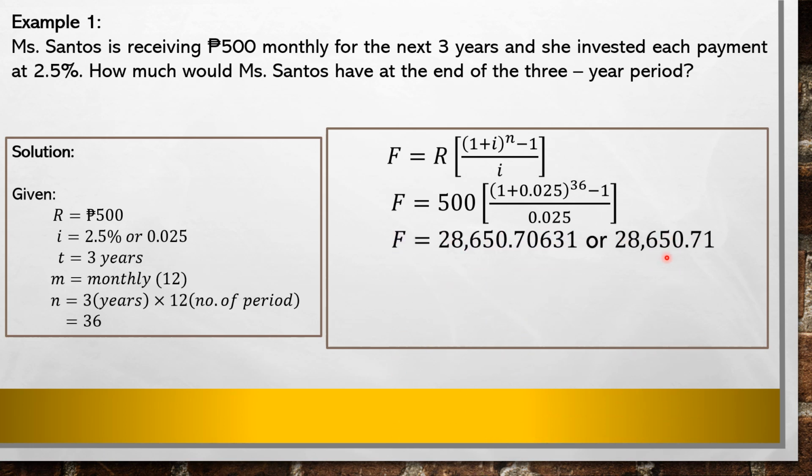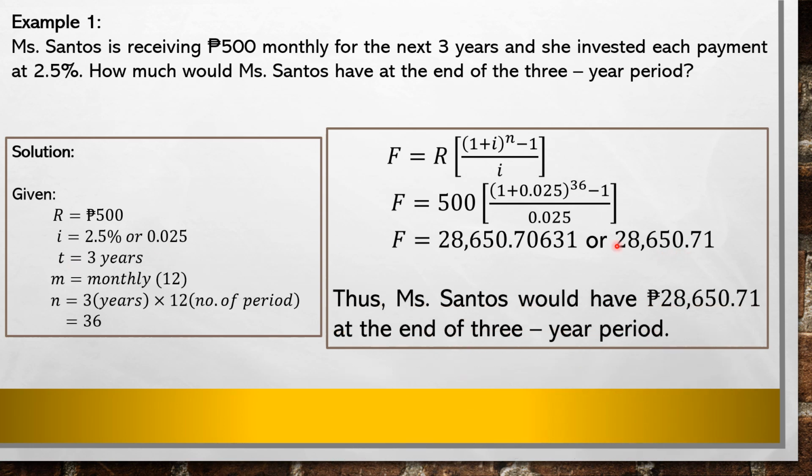So, if we'll solve that, ang atin pong result, 28,650.7631 or 28,650.71. Okay? So, therefore, Ms. Santos would have 28,650.71 at the end of 3-year period. Okay? So, again, ito po ay simple annuity. No? Kasi makikita nyo, ito ay monthly. Okay? So, same. Next.